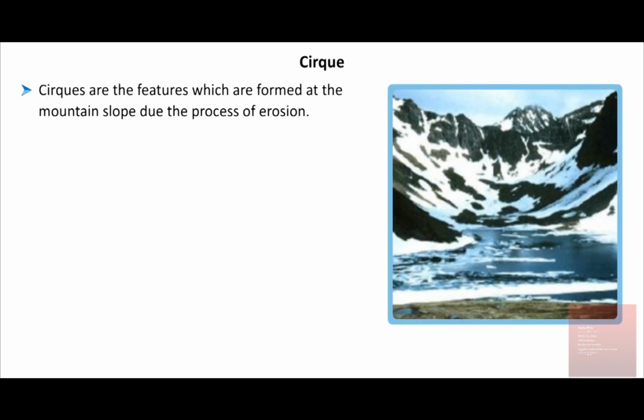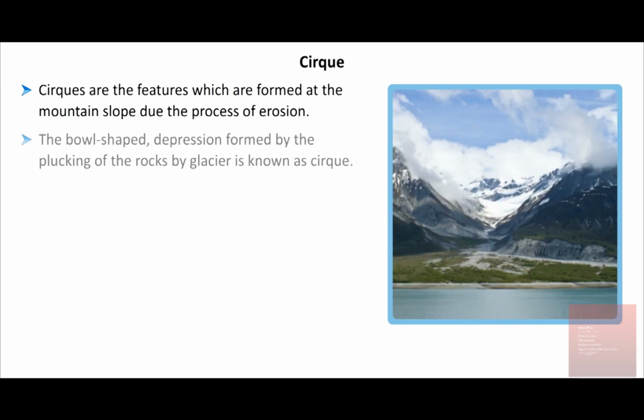Cirque. Cirques are the features which are formed at the mountain slope due to the process of erosion. The bowl-shaped depression formed by the plucking of the rocks by glacier is known as cirque.